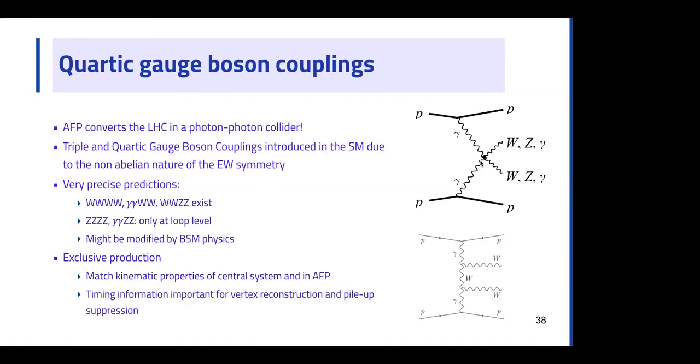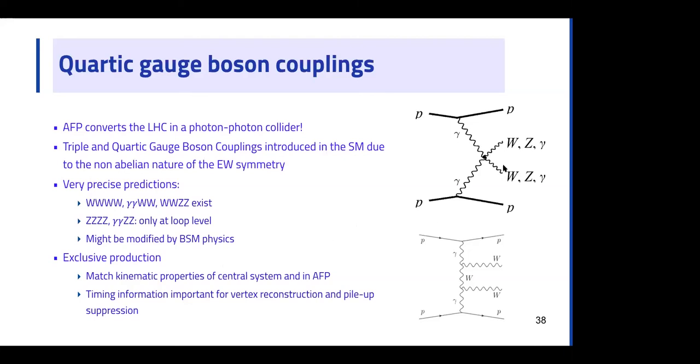And the idea is that the electroweak symmetry makes very precise predictions of what we can measure and what we cannot measure, and also the value of the cross-section expected. So the symmetry allows quartic W boson couplings, gamma gamma WW, WWZZ, but no quartic Z boson couplings or gamma gamma ZZ at tree level. Sorry, they can only happen at the loop level.